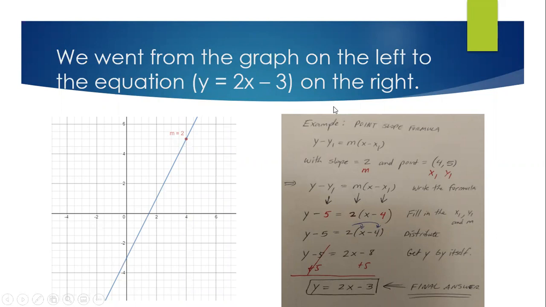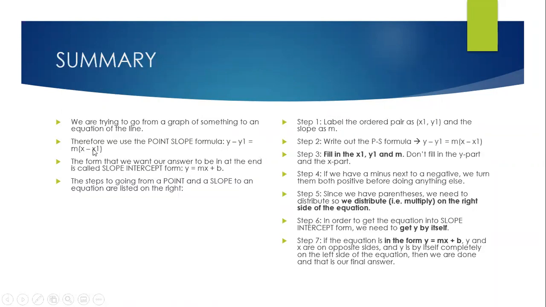Let's summarize it real quick. We are trying to go from a graph of something to an equation of a line. Whenever we want to find the equation of a line, we use the point slope formula, which is right here. The form that we want our answer to be in is called slope intercept form. And the steps to going from a point and a slope to an equation are listed on the right. You just have to go through those, work a bunch of examples, watch some YouTube videos, and do whatever to try to figure that out.